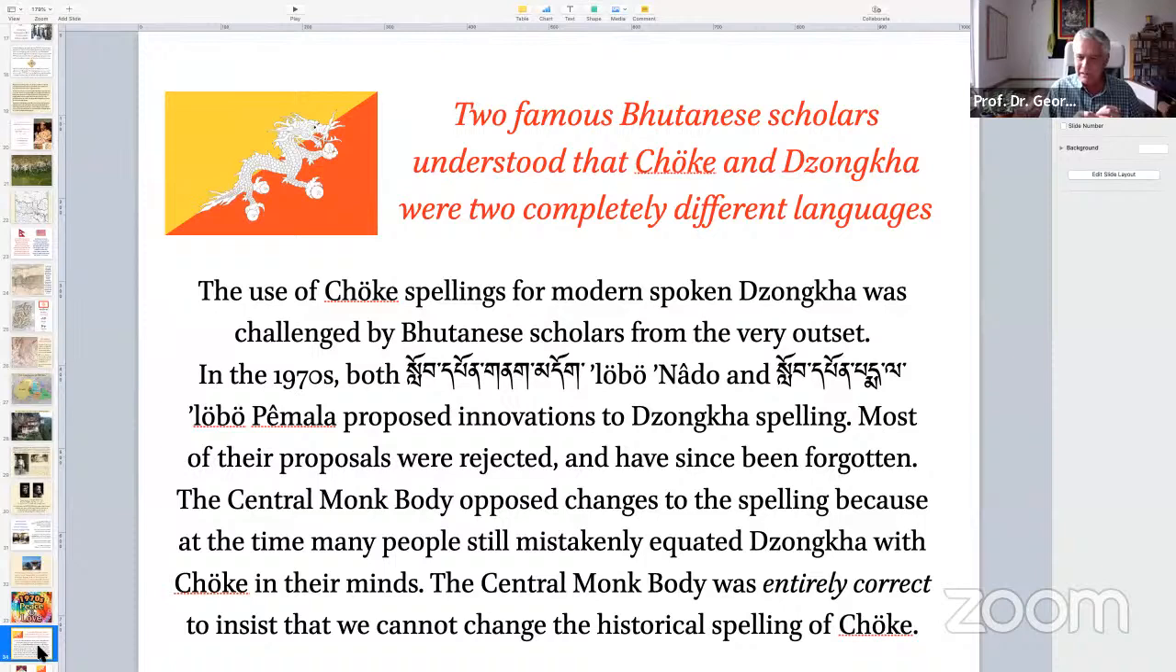And the central monk body and many people in Bhutan objected to this, got very angry with these scholars, and then of course there was a resolution, and then the scholars were honored, and they did not say they were going to advance these spelling changes or try to actually promote them. So there were no spelling changes, but then a few were adopted, incidentally anyway. But there was this confusion, of course.